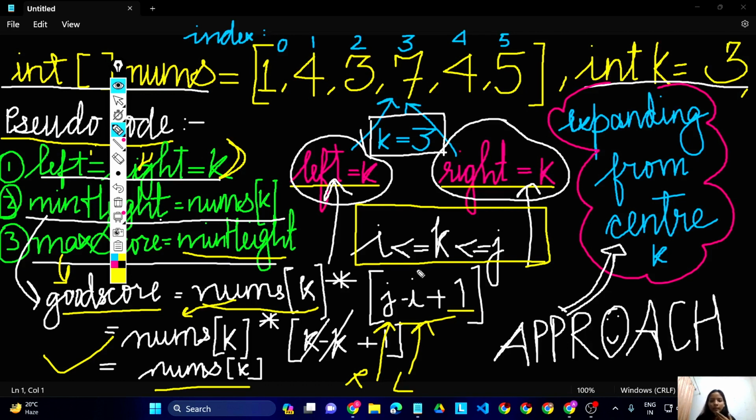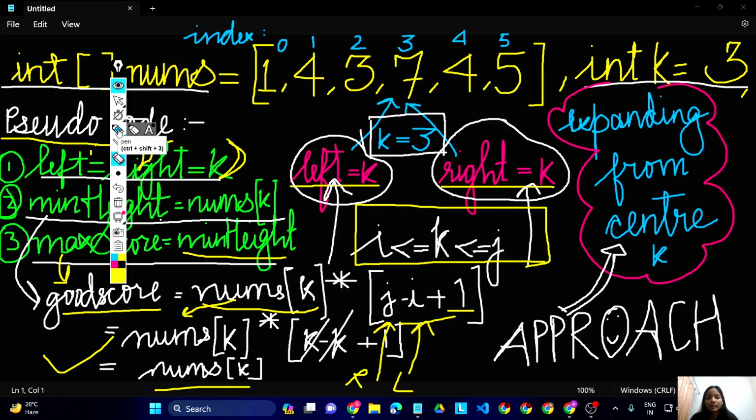So this approach has a time complexity of big O of n. The time complexity is big O of n because it involves traversing the array only once, where n is the length. And the space complexity is big O of 1, as we are using a constant amount of extra space.